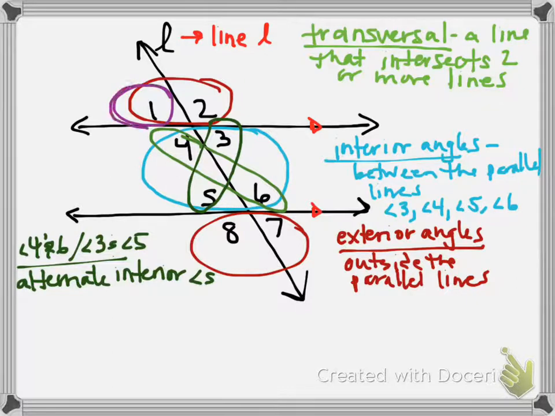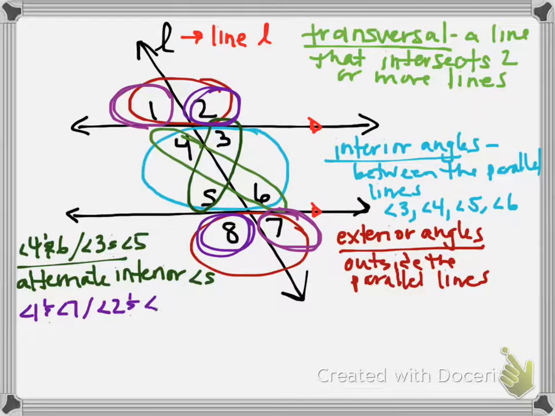Then we have another grouping, angle 1 and angle 7, angle 2 and angle 8. They also are on opposite sides of the transversal. If I drew one to the other, I'd cross that transversal. So they're alternate, but because they're outside the parallel lines, they're called exterior.